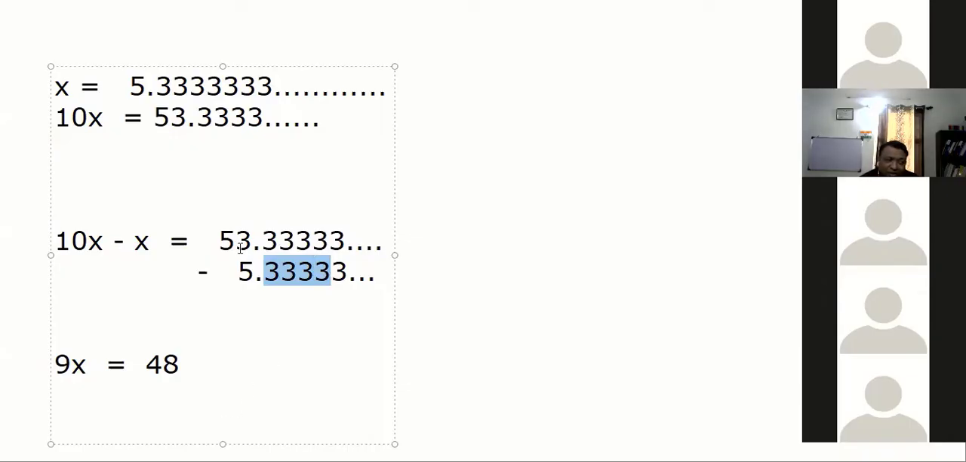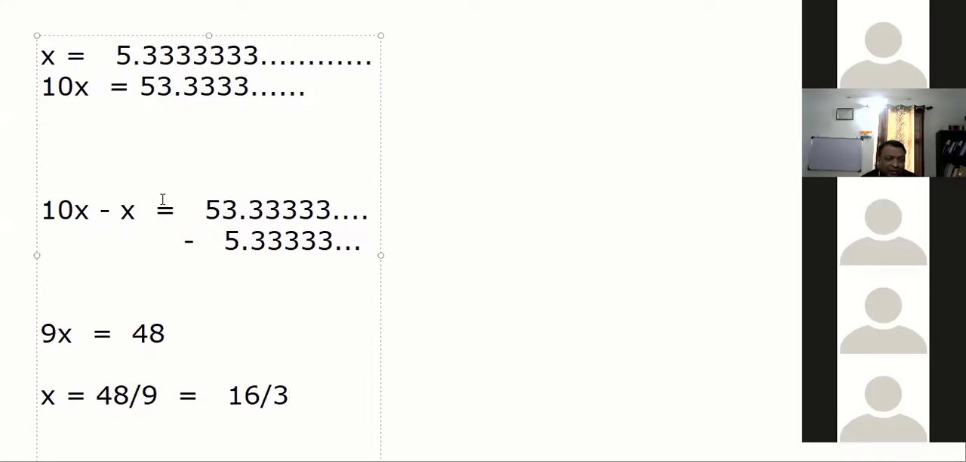So 53 minus 5 is 48, 0.33 cancels out, 9x is 48, x equals 48 by 9. Or you simplify by dividing with 3, 16 by 3. That's it. So 16 by 3 is the rational form. Simple. I'll do two more examples on this so that you are clear.